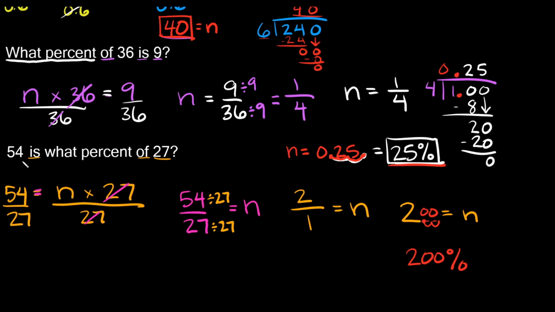Okay, so the question asked, 54 is what percent of 27? It's 200% of 27. So that is how you find the percent of a number.